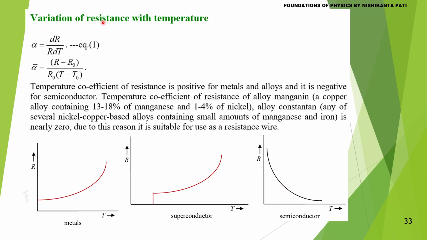This is the variation of resistance with temperature. This alpha bar is the temperature coefficient of resistance. This is the average temperature coefficient of resistance in the temperature interval from T0 to T. Just like the resistivity variation, the resistance variation is similar.